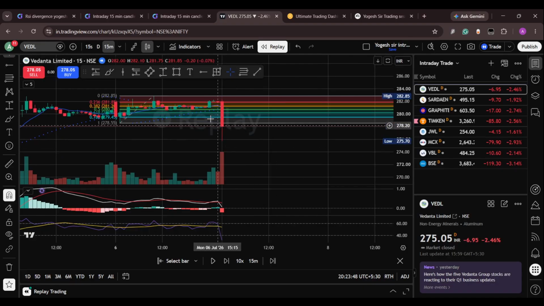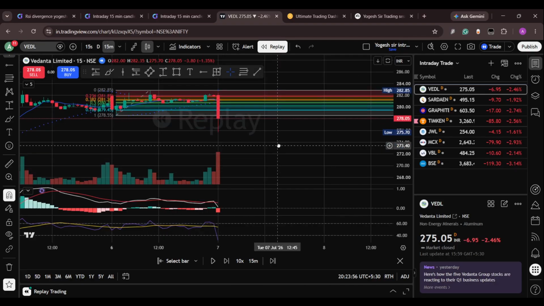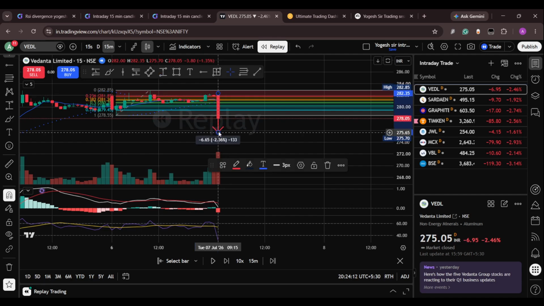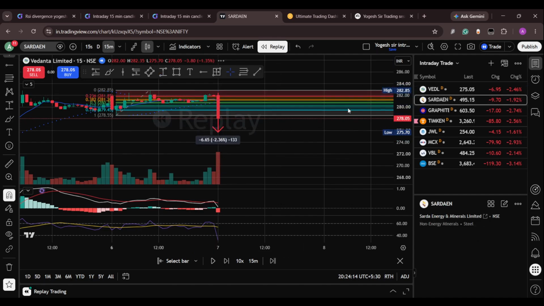So now I have marked out the previous day high and low. Now I need to mark out the candle length. I try to avoid a candle that is 3%, basically the candle has to be not more than 3%. So now let's check this candle length. 2.36. Okay.